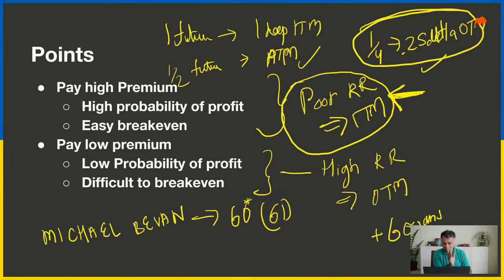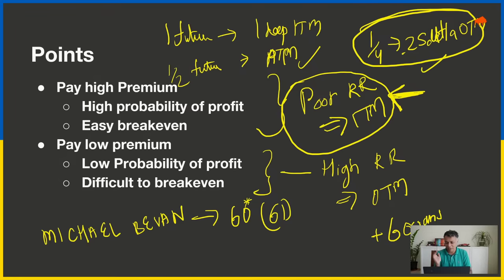Most of the option sellers are Michael Bevan. They are always trying to pick up that single. They don't try to hit that 6 like Virender Sehwag does with that good RR. And statistically, everybody who's in the option selling business for long enough is trying to do this.